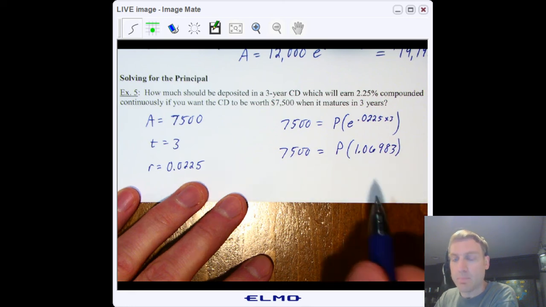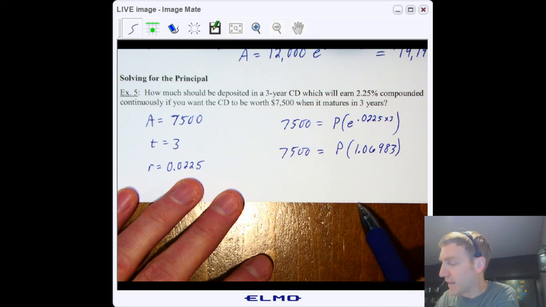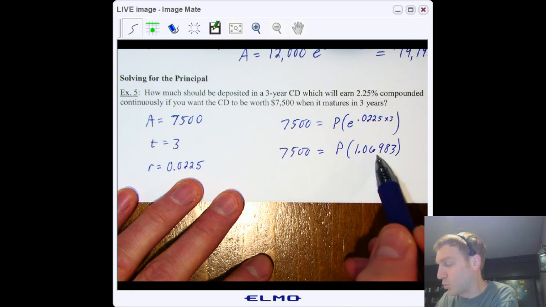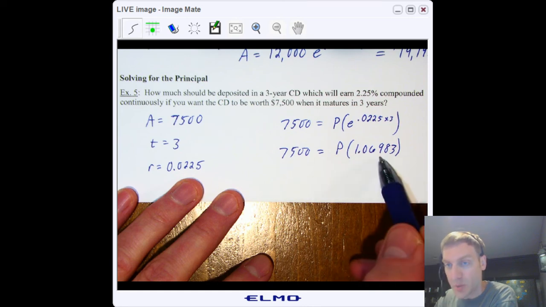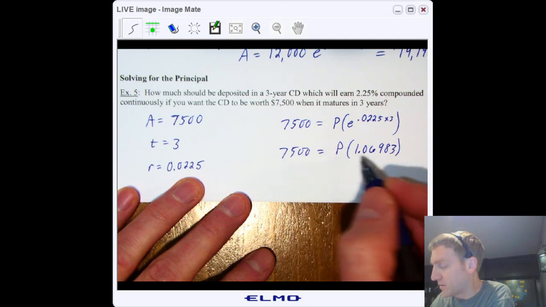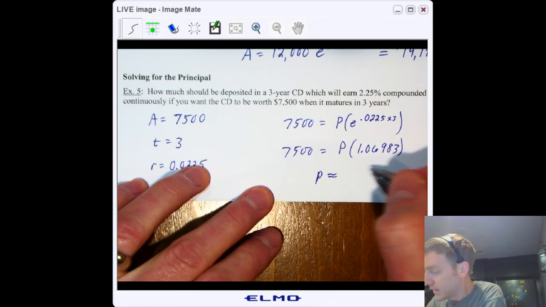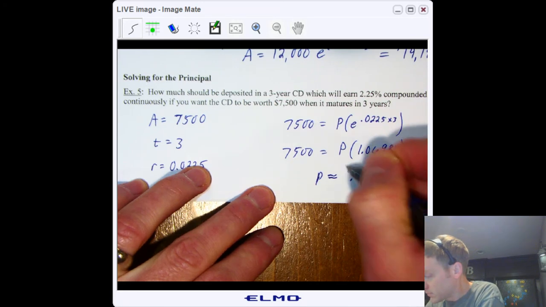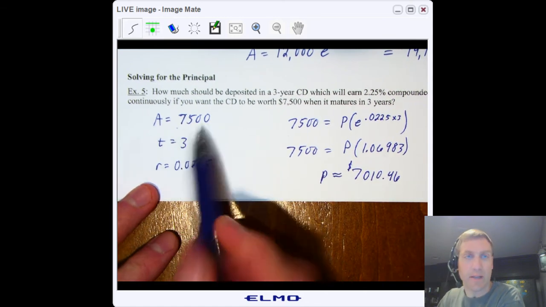Now, let me take a moment to talk about rounding. Do not round until the very end. You'll need to round somewhere, but leave plenty of decimal places here. For example, don't put just 1.06 or 1.07, because when you divide here, this answer will be off. So you want to leave as many decimal places as you can in the middle of a problem. Round when you're done. So to solve for P, I'm going to do 7,500 divided by this number, and you get approximately $7,010.46. So that's how much you need to invest to reach 7,500 in 3 years.